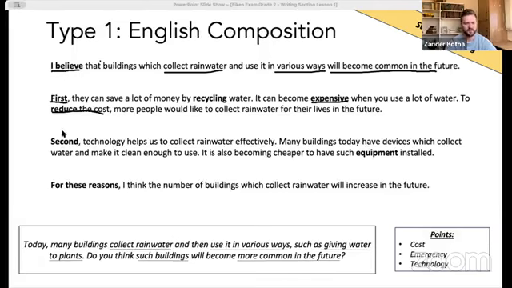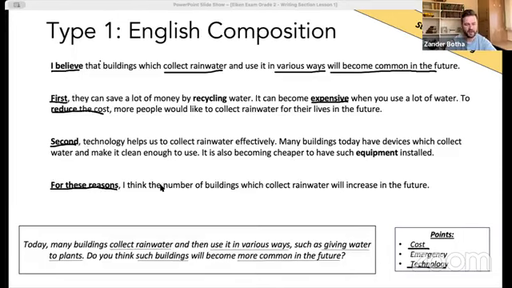That's part two. Part three, second, I started with second. You can start with secondly. I said technology helps us to collect rainwater effectively. Many buildings today have devices which collect water and make it clean enough to use. It is also becoming cheaper to have such equipment installed. That's my second point for technology. My first one was for cost.